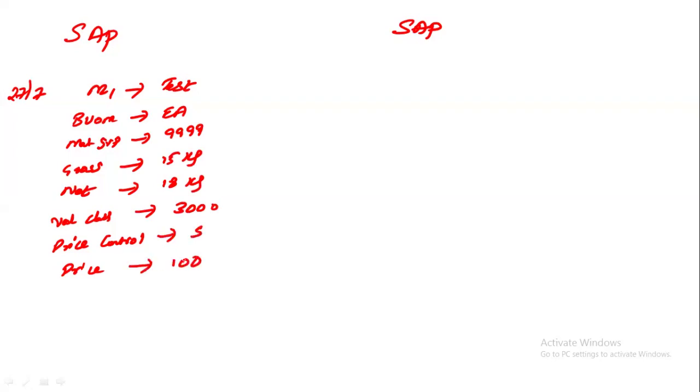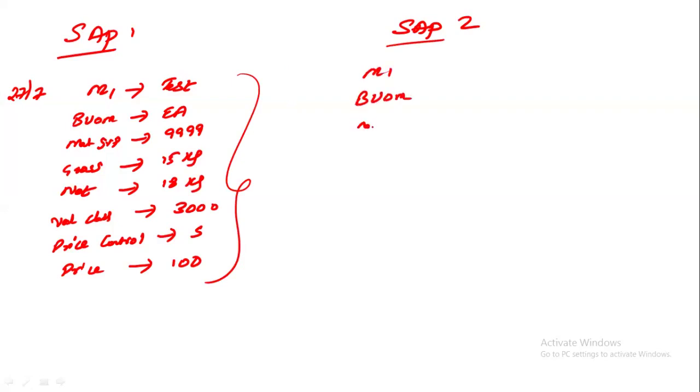You are creating this material today in the SAP 1 system, and you are triggering an IDoc. When you trigger an IDoc, this information will be sent to the SAP 2 system, and all the information will be the same. All the information will be sent directly to this system using an IDoc.